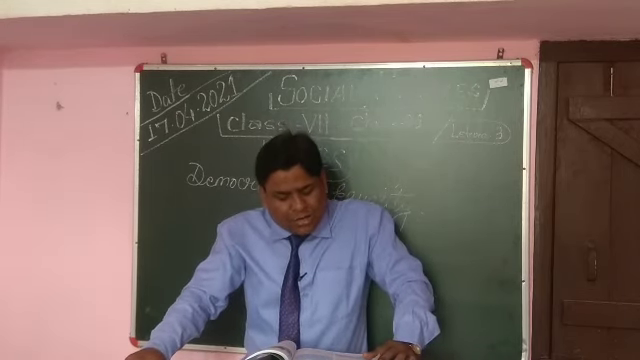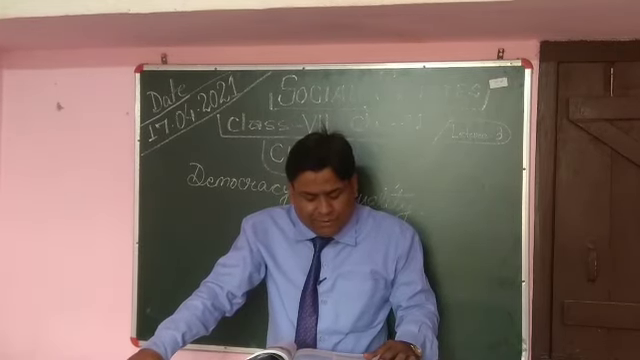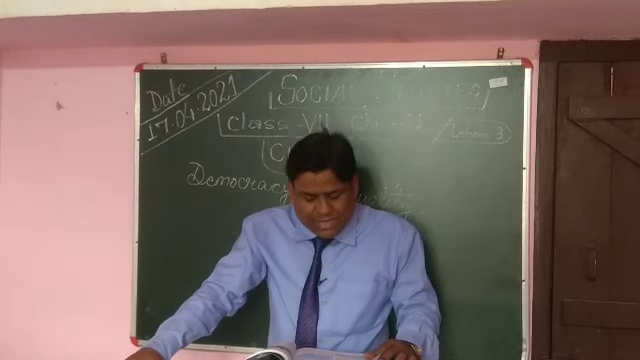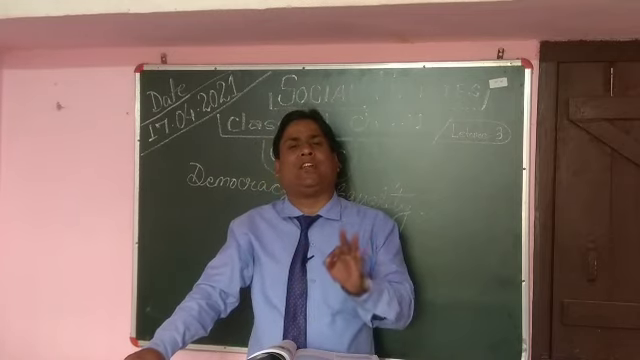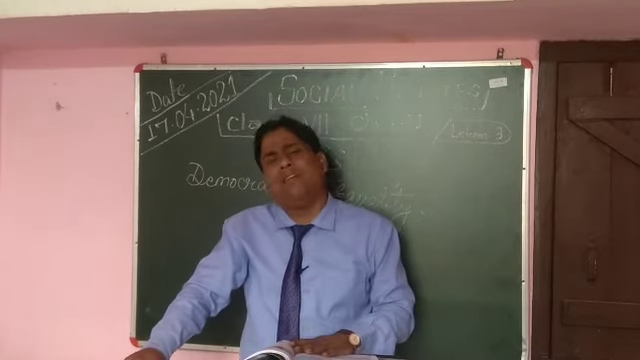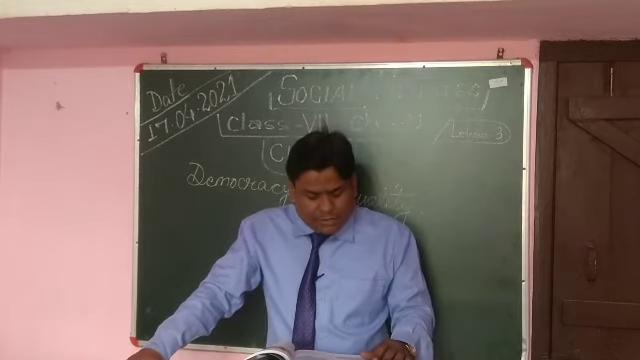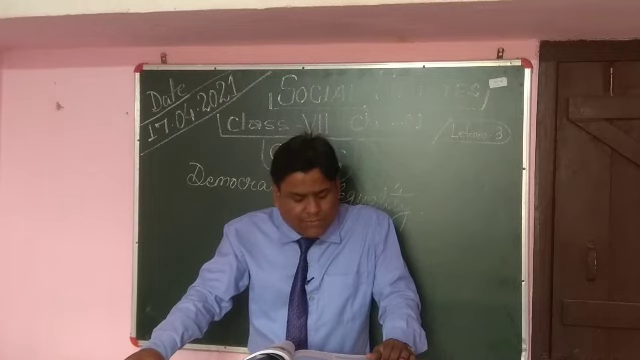Nothing in this article or in clause 2 of article 29 shall prevent the state from making any special provision for the advancement of any socially and educationally backward classes of citizens or the scheduled castes and the scheduled tribes. It means in this article there is nothing mentioned that the state cannot make a special provision for the scheduled castes and scheduled tribes or socially or economically backward classes of society. Next, the government has tried to enforce equality as mentioned in the constitution through various laws as well as schemes for the disadvantaged sections of society.